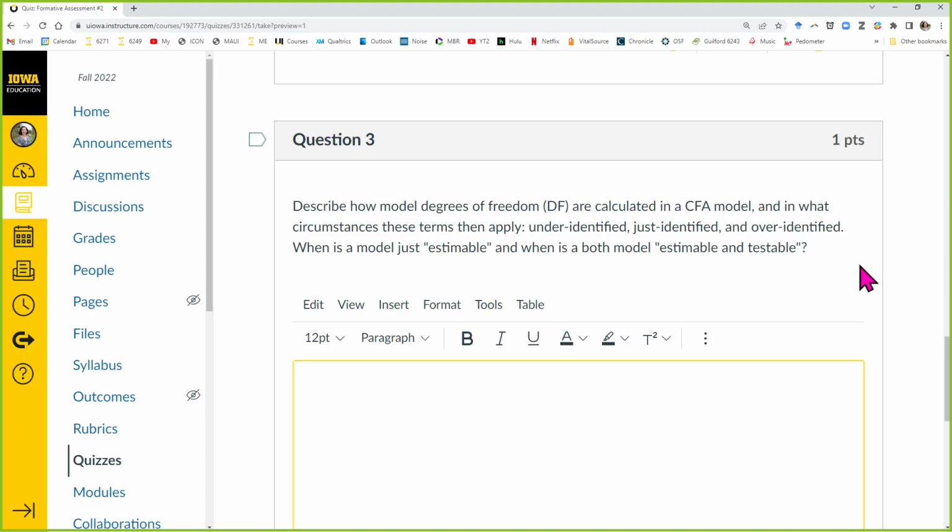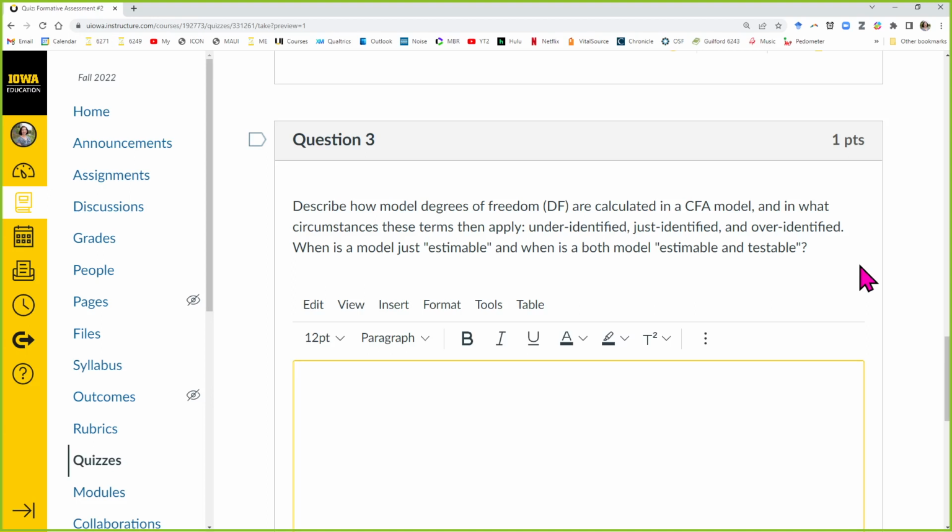What do you need to make your model even go, like estimable? How many items per factor? 3. Just 3, if that's all you've got. How many to make it estimable and testable? 4. What if you only have 2? Yeah, constrain the loadings to be equal. So this set of 2 versus 3 versus 4, this is if that's all that's in the model.